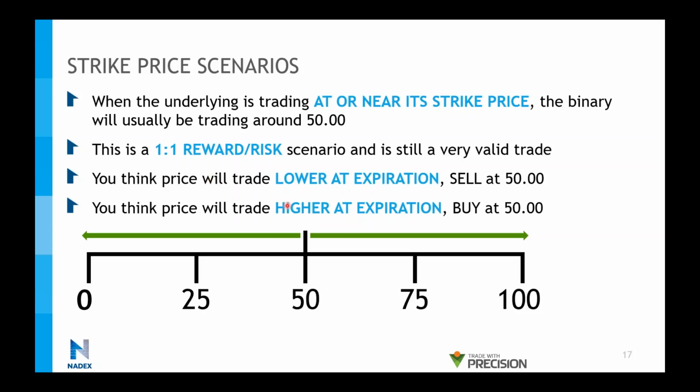Now, if you think that the price will trade lower at expiration, you sell at 50. If you think price will trade higher at expiration, you buy at 50. Easy as that.